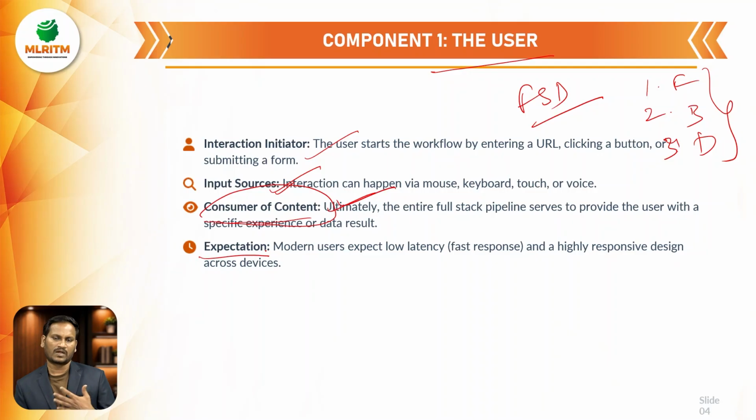Expectations. What are my expectations? With what expectation do I reach the browser? This is called expectation. So modern users expect low latency, fast response. I don't want to wait. Whatever input I give, the output has to come in no time. So this is the expectation. This is called a user expectation. This is about the user component.